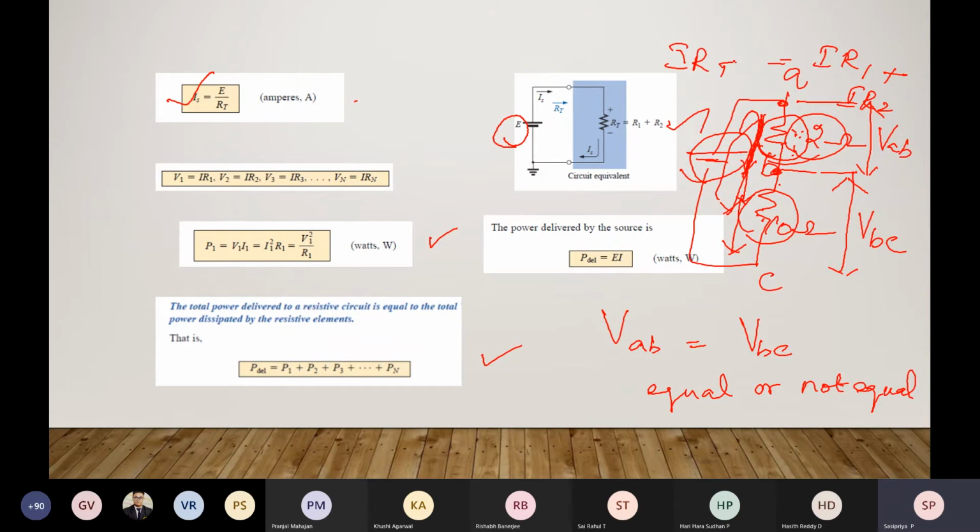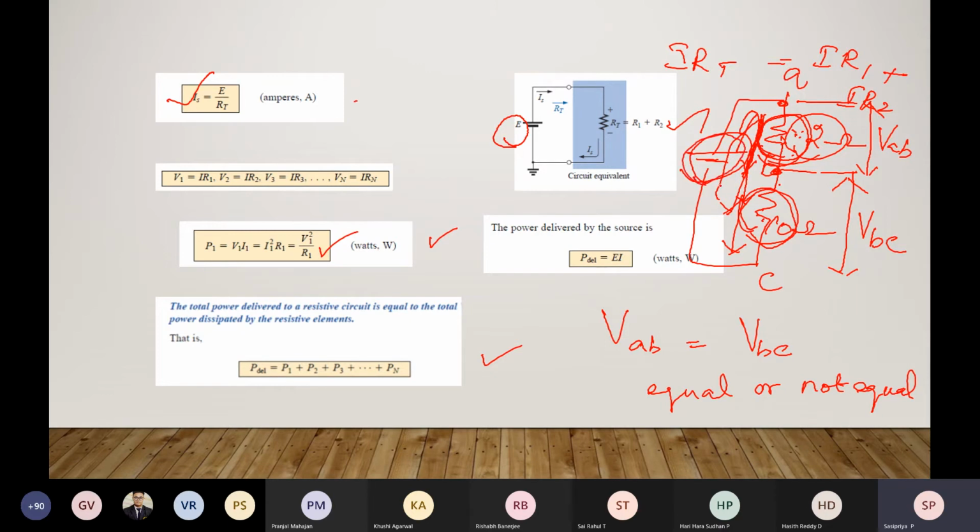Now how do I determine the power dissipation? We already have the expression I square R or V square by R. So the power can be determined: the power dissipated across the 2 ohm resistor, and the power dissipated across the 10 ohm resistor. Or we can ask what is the total power supplied by the source.